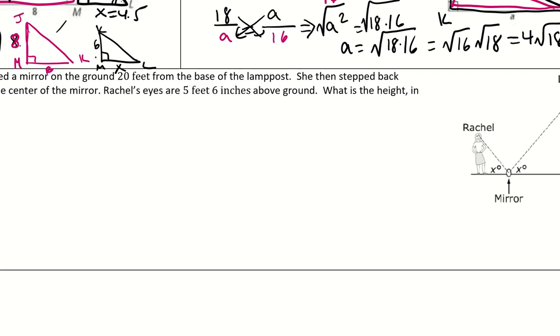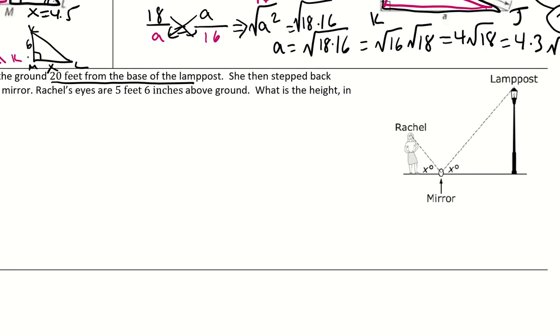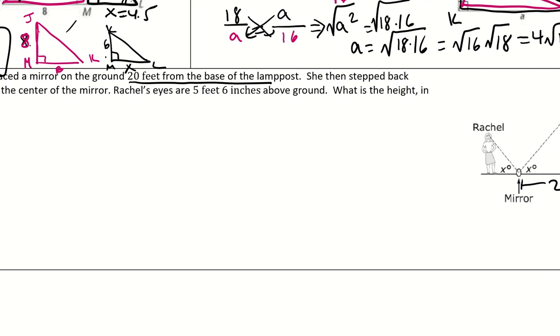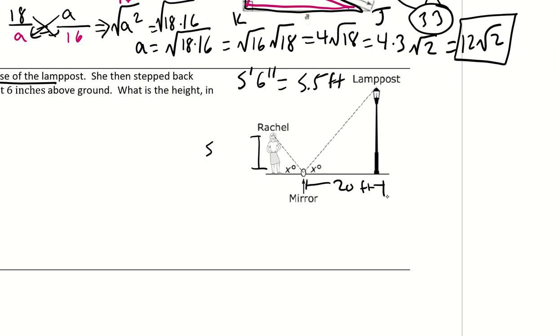All right, so here it says, Rachel placed a mirror on the ground 20 feet from the base of the lamppost. So it's 20 feet here from there to there. It says Rachel's eyes are 5 feet 6 inches above the ground. Okay, so from here to here is 5 feet 6 inches. 5 feet and 6 inches, guys, is the same thing as 5.5 feet. So practice that. We know that there are 12 inches in a foot, and so 6 over 12 is 0.5. So this is 5.5 feet. We want to keep the units the same, so that's why I'm doing 5.5 feet.